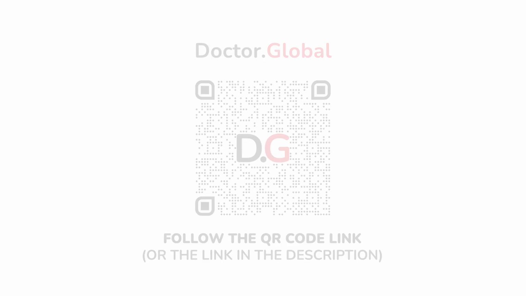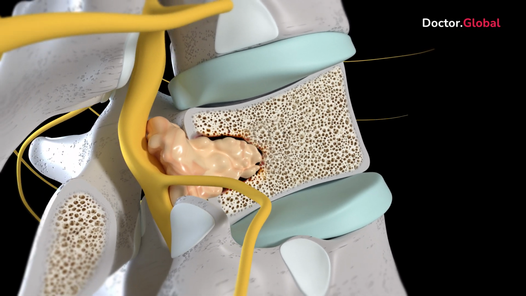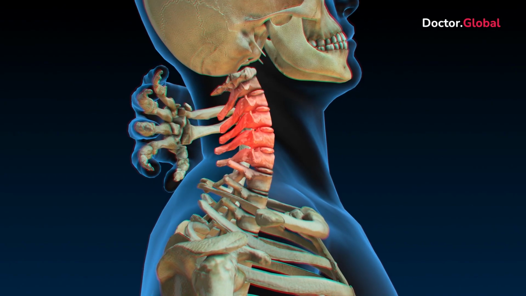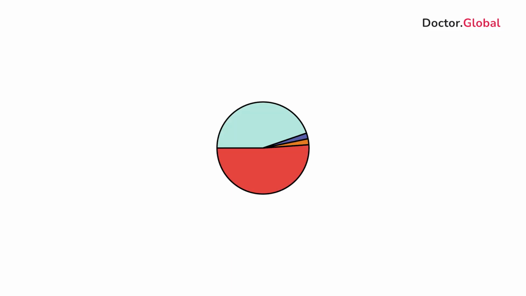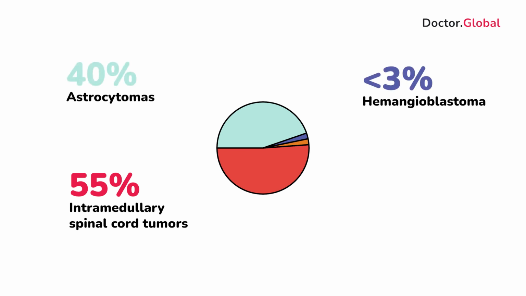Let's get back to classification. There are 3 types of primary spinal tumors based on the location. Intramedullary tumors develop within the spinal cord and consist of neural cells. Intramedullary tumors frequently occur in the neck region. The most common types include ependymomas making up 55% of intramedullary spinal cord tumors, astrocytomas 40%, hemangioblastomas less than 3%, and gangliogliomas 1–2%.